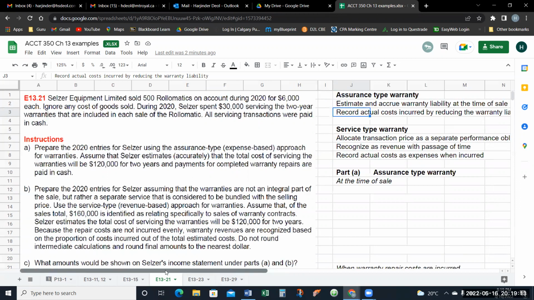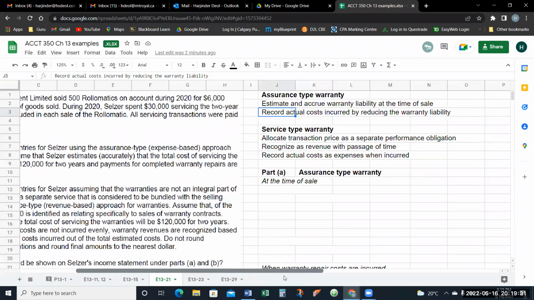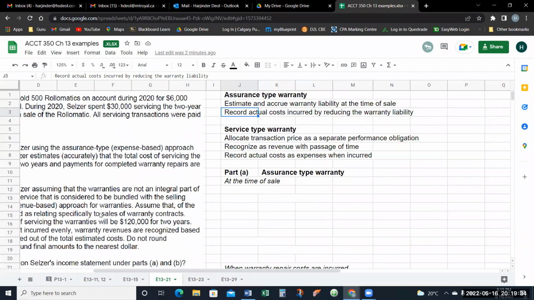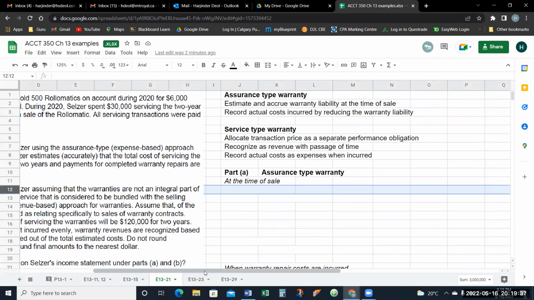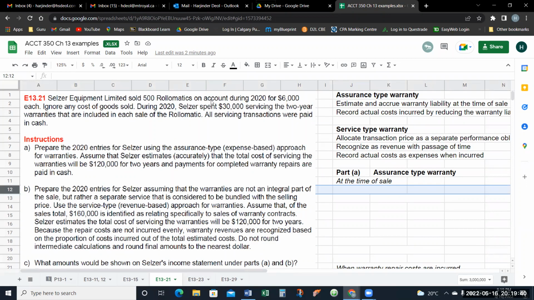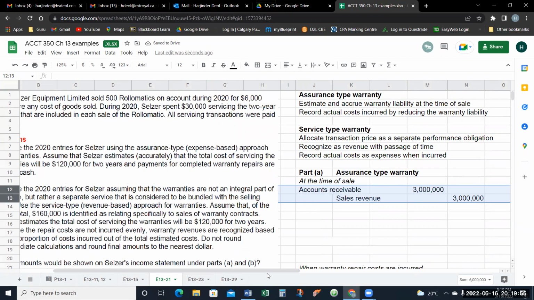So in the case of Seltzer, we're told that the company estimates that the total cost of servicing warranties will be $120,000 for 2 years, and payments for completed warranty repairs are paid for in cash. So we're asked to prepare journal entries. So if we go with the assurance type warranty, then at the time of sale, because the sales occurred on account, you want to debit accounts receivable and credit sales revenue. And we sold 500 Rolomatics, $6,000 each. So that works out to a nice journal entry, debit the accounts receivable, credit sales revenue, $3 million.